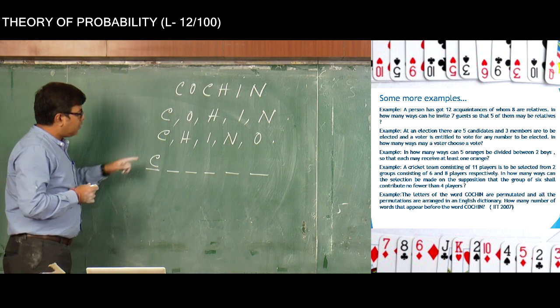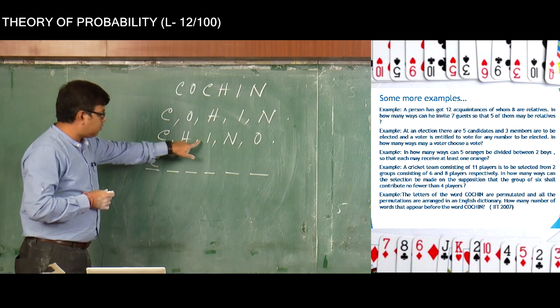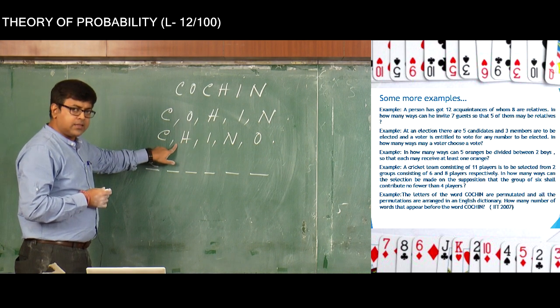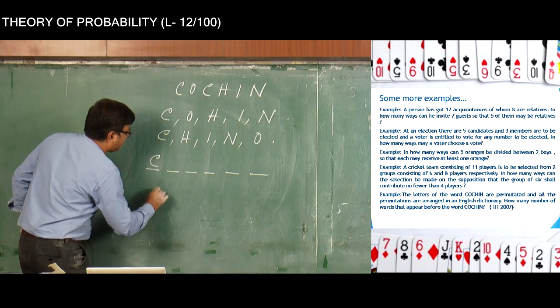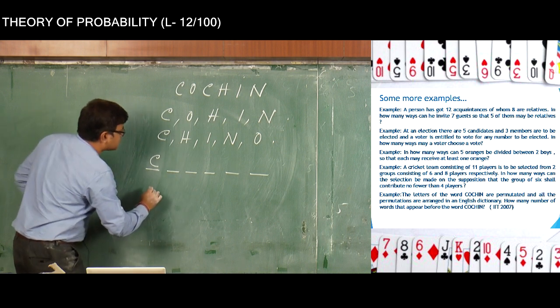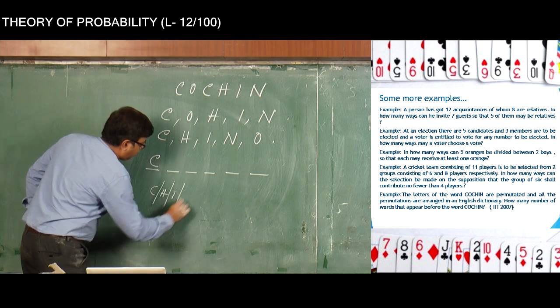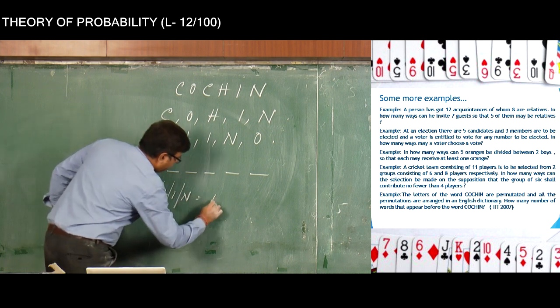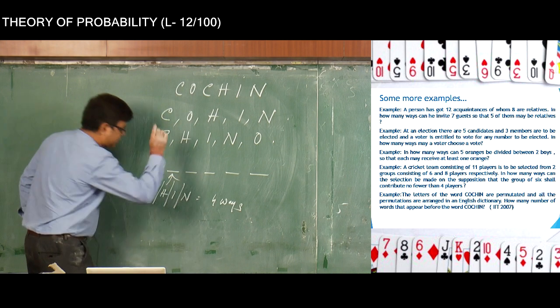Now, the thing is that to fill up this position, there are 4 ways. So, the 4 ways are: either you can fill up this place with the alphabet C or H or I or N. So, there are 4 ways you can fill up this particular place.